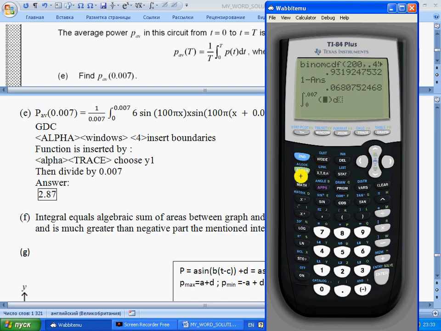So we press alpha and trace, and here we have choice of our function, so we need this y1. We move, here we put x dx, x, then we should divide also by 0.07 according to formula, and we press enter. And we get 287, 3 significant figures, so this is done.